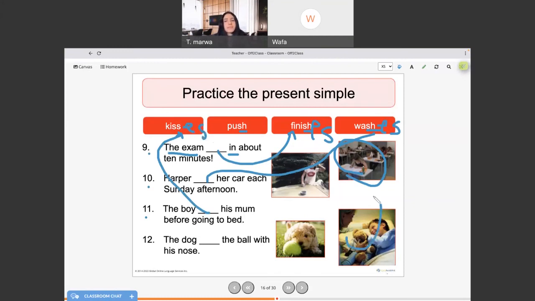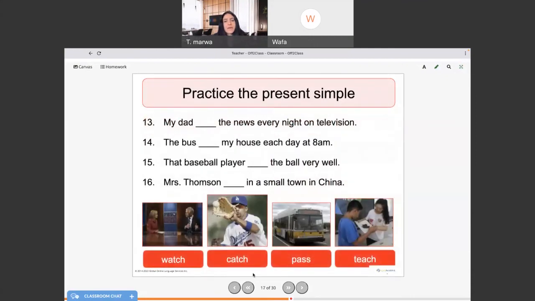The dog. Pushes. Excellent. Pushes. The dog pushes the ball with his nose. With his nose. Good. Now here again you still have verbs ending with ch. You have watch, catch, pass, and teach, all ending with ch.